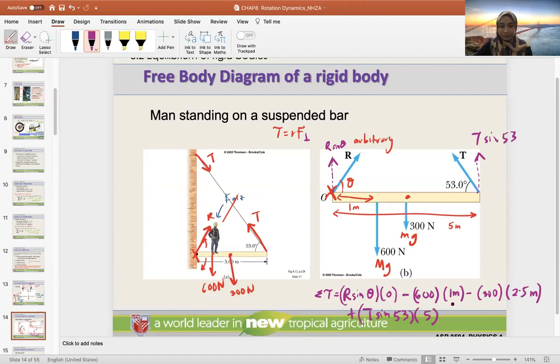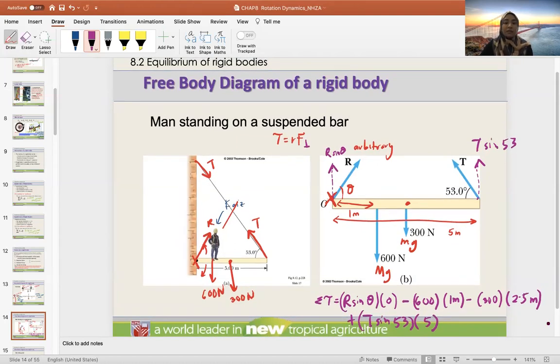Okay. So this is just the equation of torque. If this whole thing does not move, it is not moving to the left, not moving to the right, not moving upwards, not moving downwards, it's not rotating, it's just static, which means that your net torque is equal to 0. And you can solve for your r sine theta, T sine 53. Maybe we can do that later.